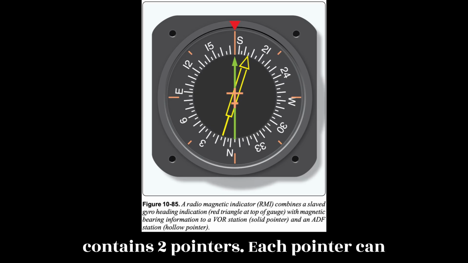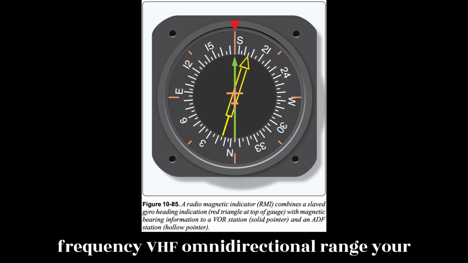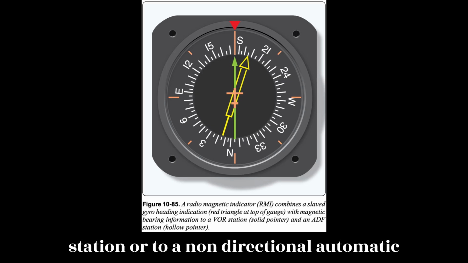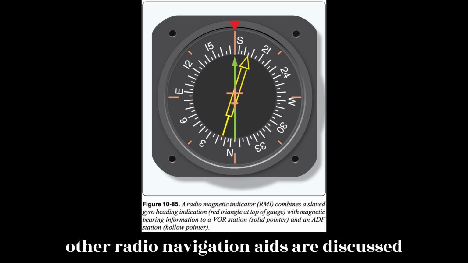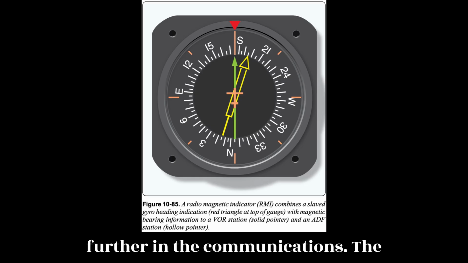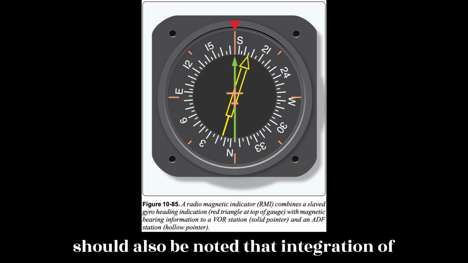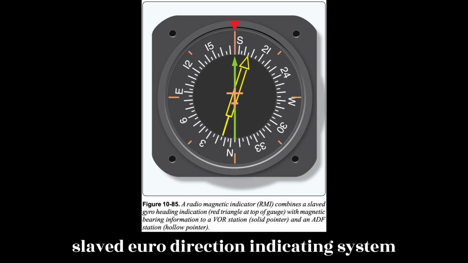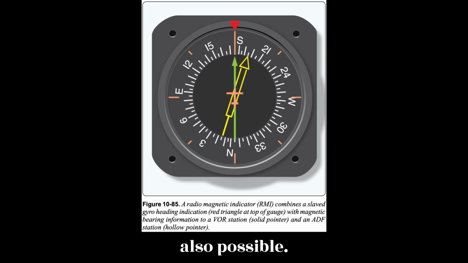Each pointer can show the bearing to either a very high frequency VHF, omnidirectional range, VOR, station, or to a non-directional automatic direction finder, ADF, beacon. These and other radio navigation aids are discussed further in the Communications and Navigation chapter of this handbook. It should also be noted that integration of slaved gyro direction indicating system information into autopilot systems is also possible.